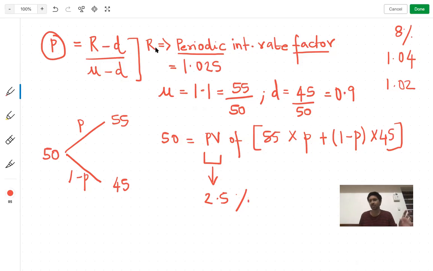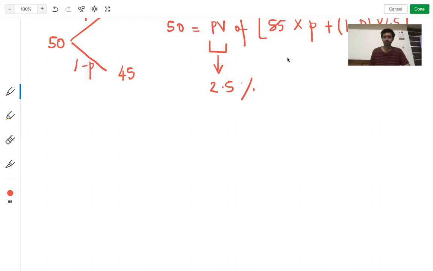Not that I'm really in favor of derivations, but wherever it is nice and interesting, I will show you the derivation. But first, let's use the formula and see whether the probability that we are getting over here using the formula is the same as what we got earlier. Obviously it has to be the same, but still, okay.